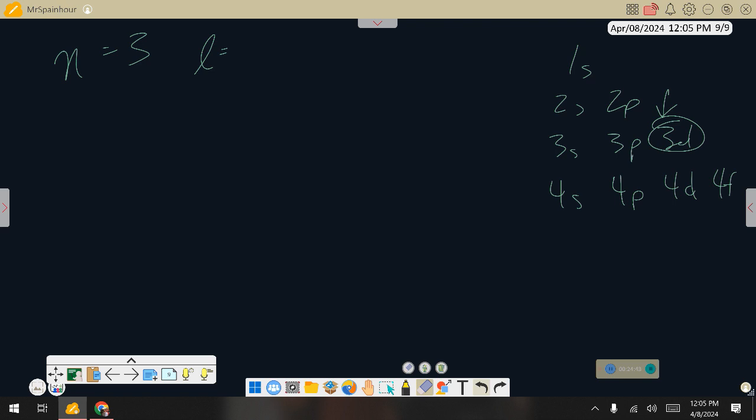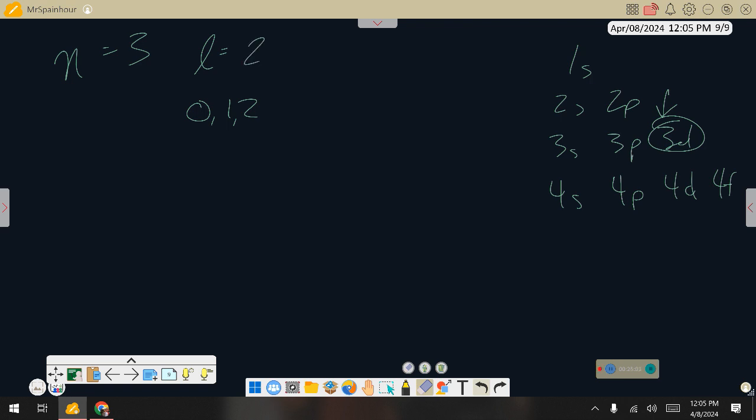Let's try this again. Remember with this rule, L can be anywhere between 0 and 1 minus that. So what I'm asking is, which of these specific numbers belongs with D? 2, correct. L is 2.